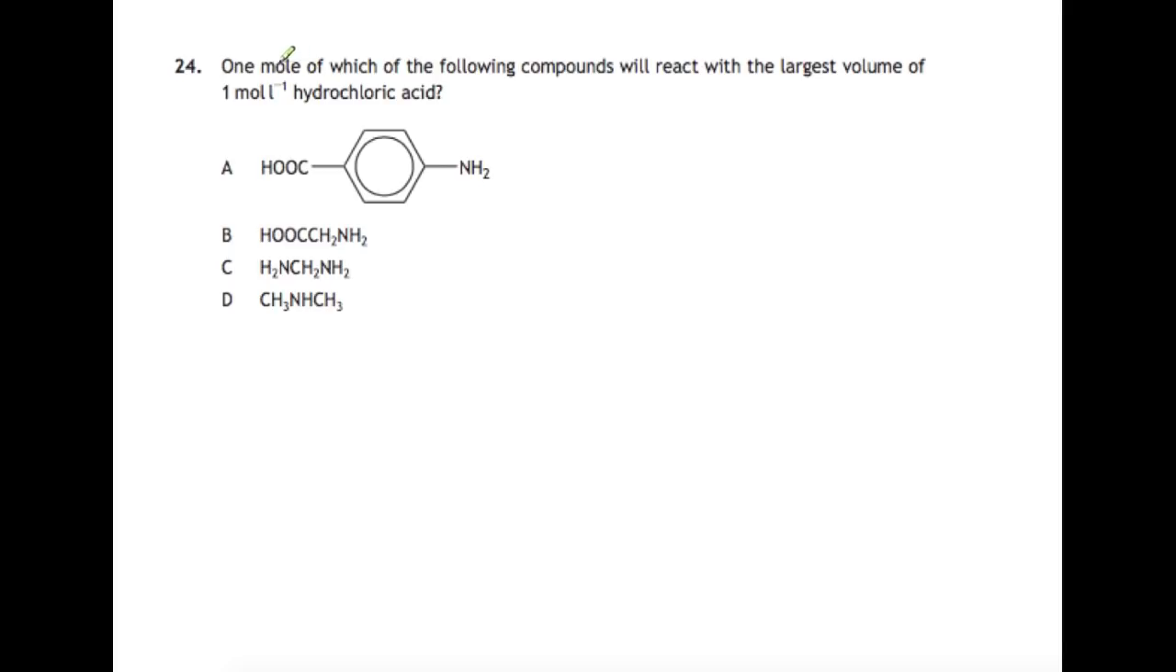Okay, so for this question we're looking at compounds reacting with hydrochloric acid. For something to react with hydrochloric acid, it needs to have a basic group. So amines are weakly basic, so they will react with hydrochloric acid. So we have one NH2 group here, we have one on this one, we have two on this molecule, and we only have the one here. So our answer will be C because we have the most basic groups there.